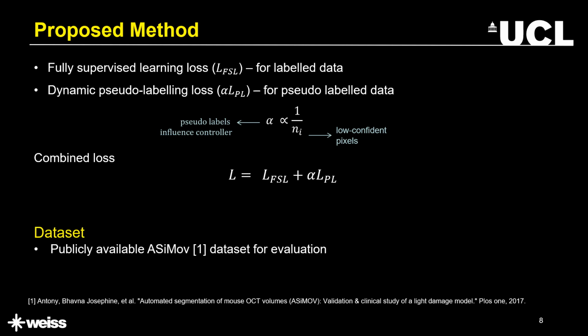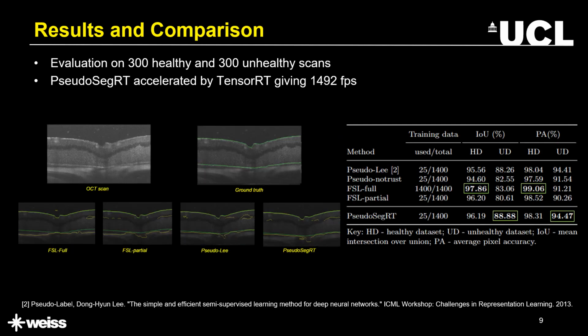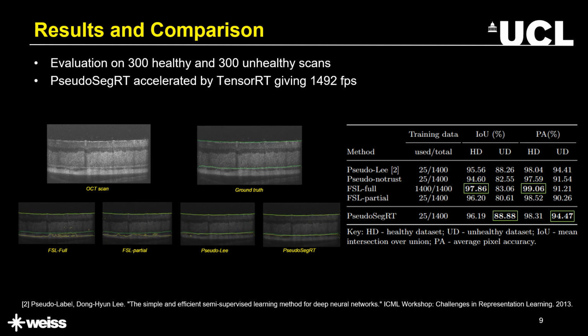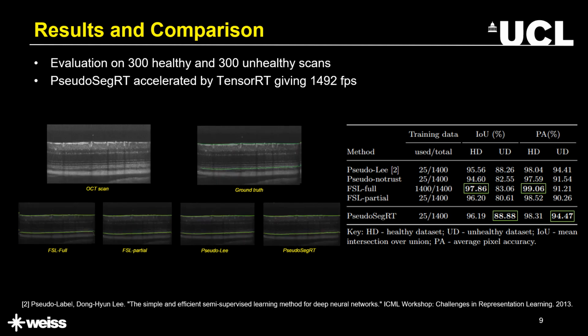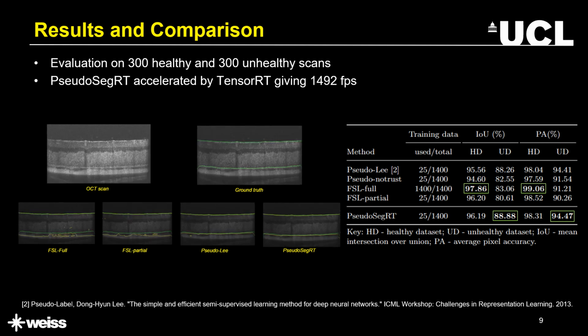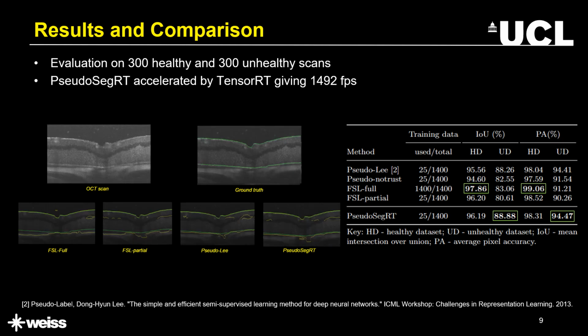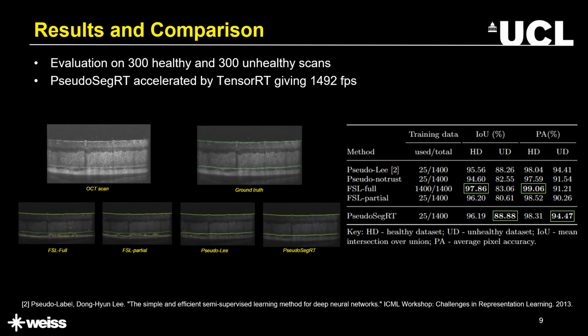For the evaluation of our method, we use the publicly available SMOS dataset in our experiments. We trained our model on the healthy scans dataset, and we kept a separate holdout of healthy and unhealthy scans for the model evaluation. We also translated our algorithm into TensorRT and found that we can achieve a frame rate of about 1400, making it real time for clinical translation.